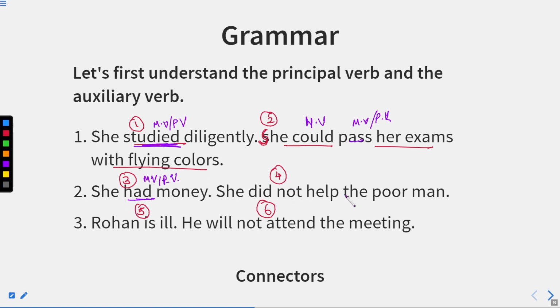But if I say, she did not help the poor man, so help is the main verb or the principal verb, whereas did is an auxiliary verb or you can say helping verb. So we can say it is AV or HV. It means either auxiliary verb or helping verb.